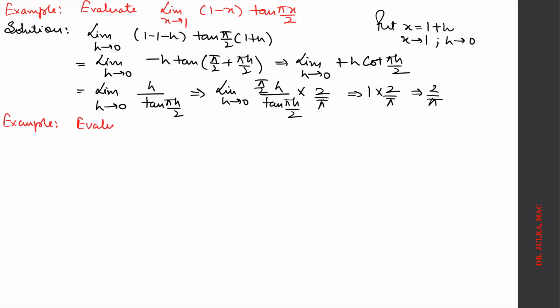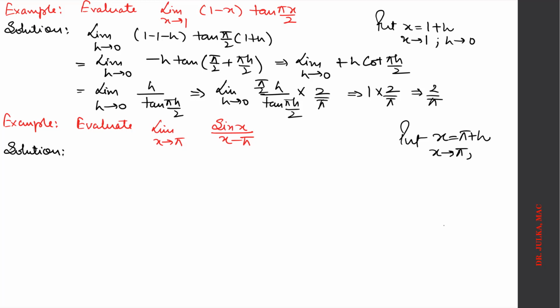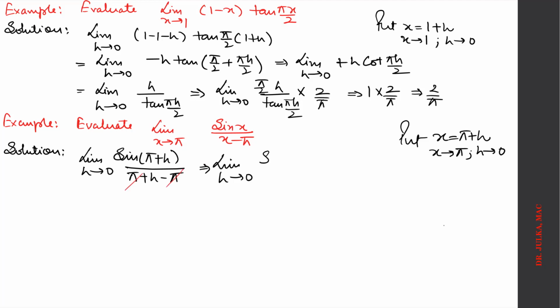Next example. Limit x tends to pi, sin x upon (x minus pi). Here again the limit is not equal to 0. So we'll take x equals to pi plus h. X tends to pi, so h tends to 0. Limit h tends to 0, replace x by pi plus h. And we will get sin(pi plus h) divided by (pi plus h minus pi). Sin(180 plus theta) is minus sin theta. And the answer is minus 1.